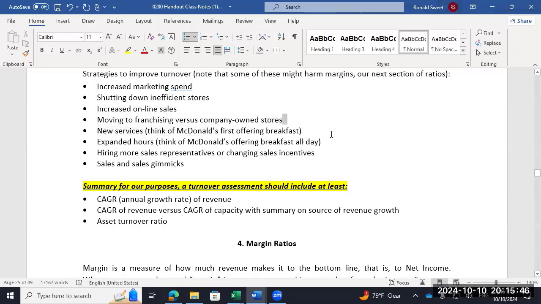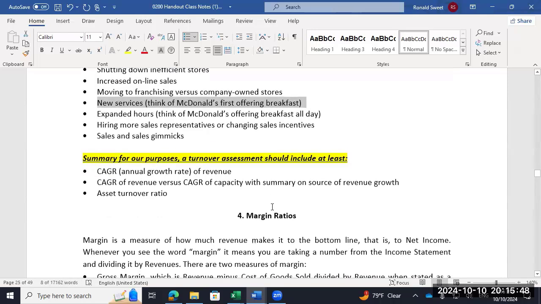McDonald's in the 70s, they discovered the biggest hack of all. They started selling breakfast. How many stores did they have to add? Zero. I worked for McDonald's for 1 month, Chick-fil-A for a week, McDonald's for a month. I thought it was fascinating.